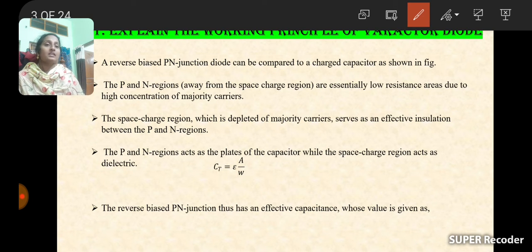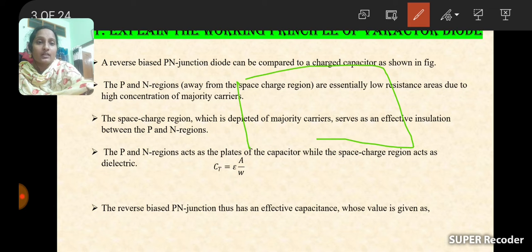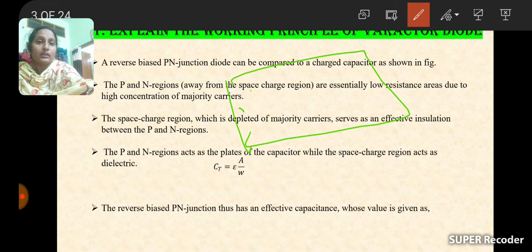See here, why do we prefer the PN junction in reverse bias for the varactor diode? Only in reverse biasing do we get a much larger depletion region. In forward biasing, the width of the depletion region is very small. Only in reverse bias do we get more depletion region. Why? Because in reverse bias, P is connected to the negative terminal and N is connected to the positive terminal.